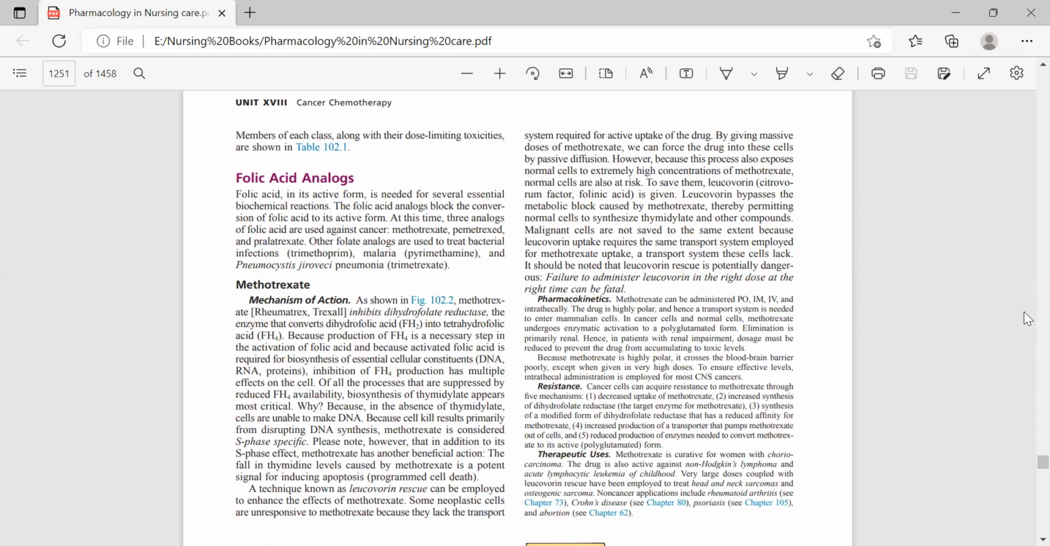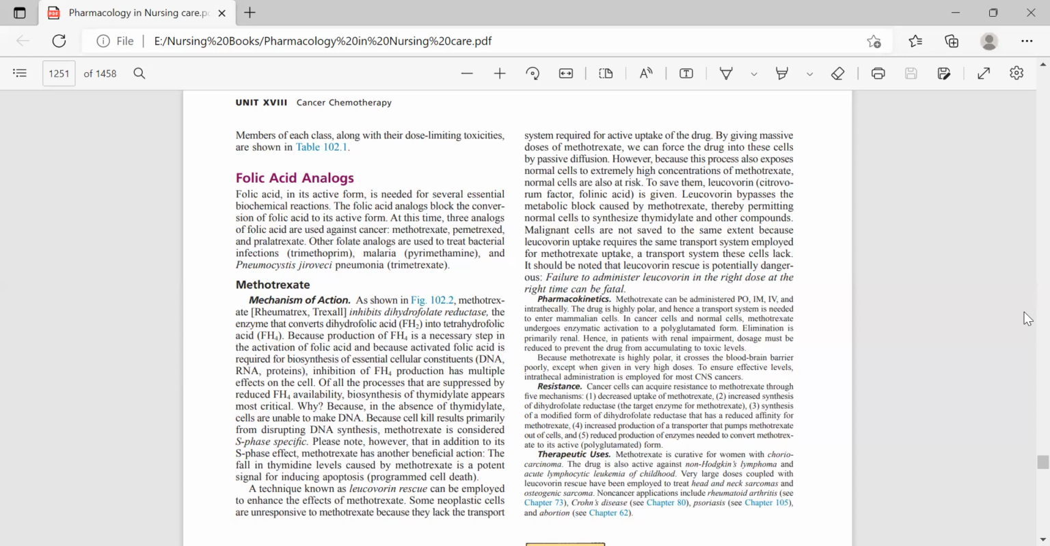As for the indications of methotrexate, in carcinoma it is most associated with choriocarcinoma in women, and it is also active against non-Hodgkin's lymphoma and acute lymphocytic leukemia of childhood, and as we have discussed, leucovorin rescue is very much needed. It is also used in head and neck sarcoma and osteogenic sarcoma, where its need becomes very high. Non-cancer applications, as we have discussed earlier, are rheumatoid arthritis, psoriasis, Crohn's disease, and so on.